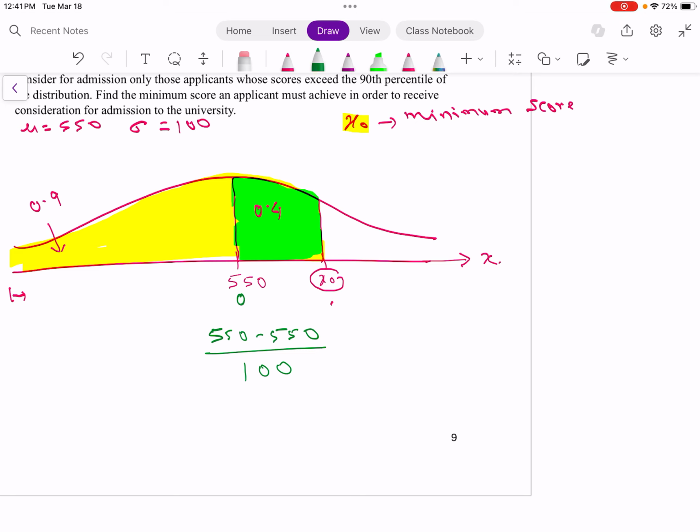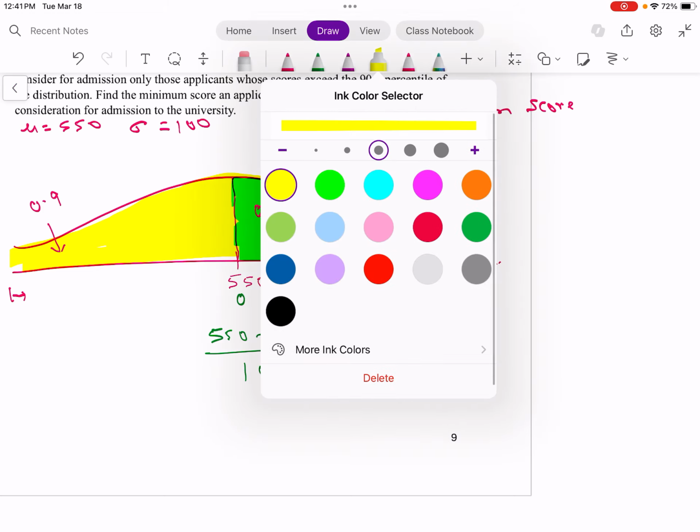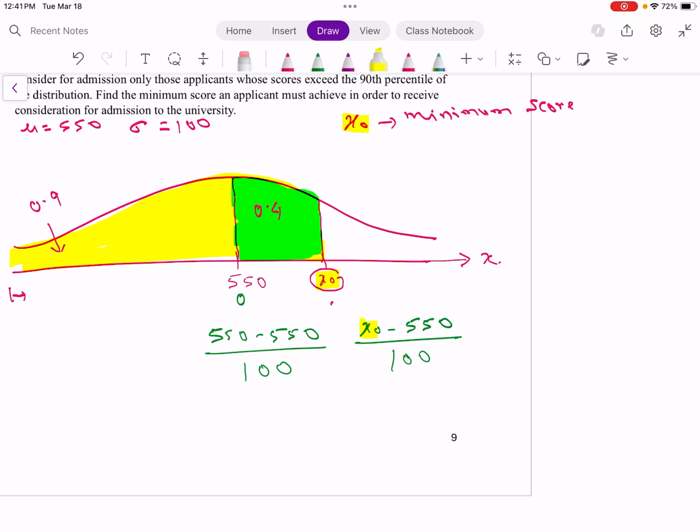What about X naught? How do we convert X naught into G? That is X naught minus 550 divided by 100. Do you all agree? So we are converting every x into g. To convert, your x value minus mean, divided by standard deviation. So our x value is x naught here. So x naught minus mean divided by 100.